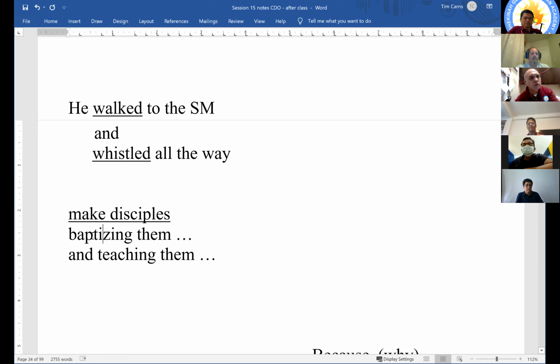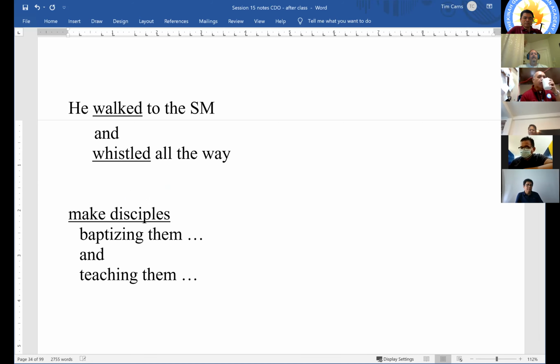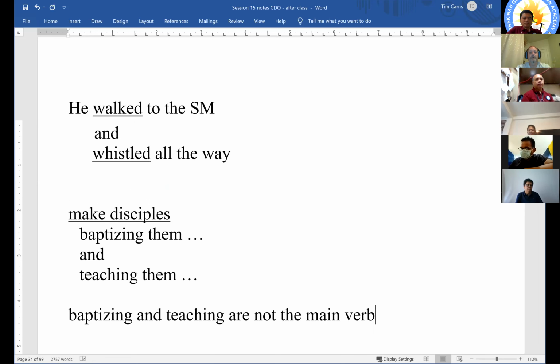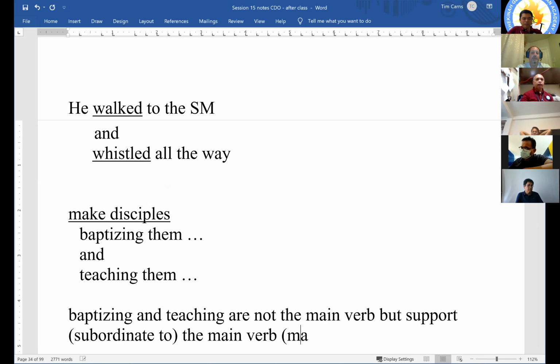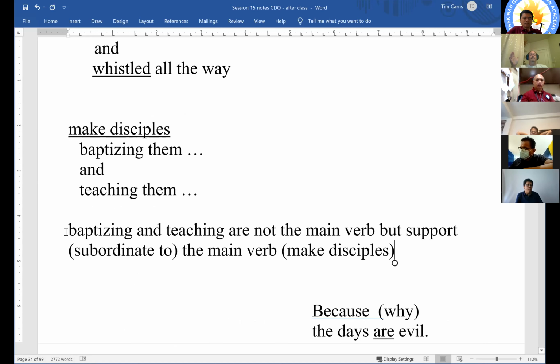But here we have a participle, baptizing. It's a participle. That means it's subordinate. It's not the main verb. It's supporting the main verb. All right? So baptizing and teaching are not the main verb, but support. I'll use this word again, subordinate to the main verb. And what is the main verb? Make disciples. So when you preach this passage, the emphasis is not baptizing, the emphasis is not teaching, the emphasis is make disciples.